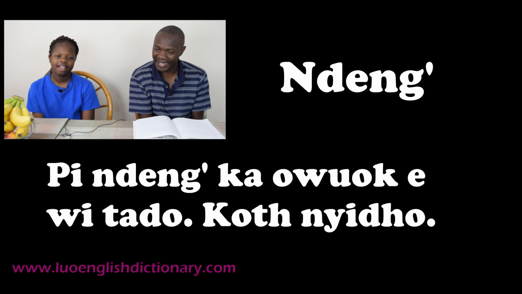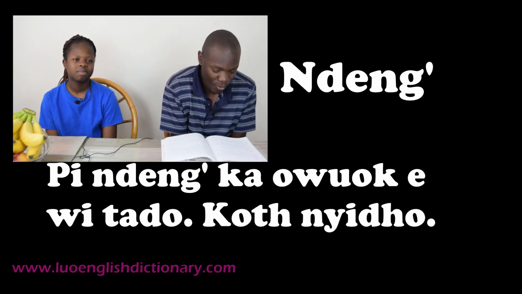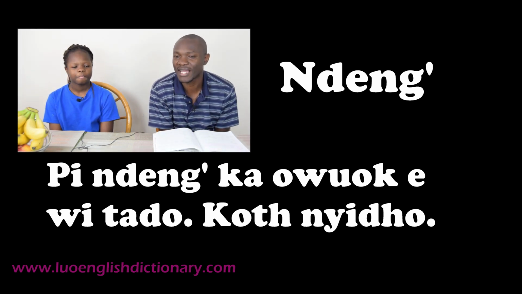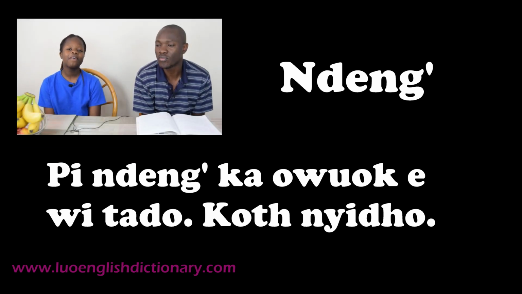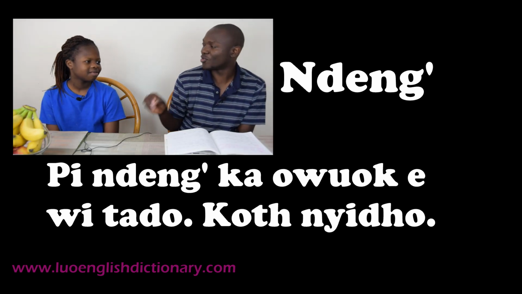Ndeng. Ndeng is to drop, okay? Pi ndeng kawuok ewi tado. So that means water is dropping from the roof.